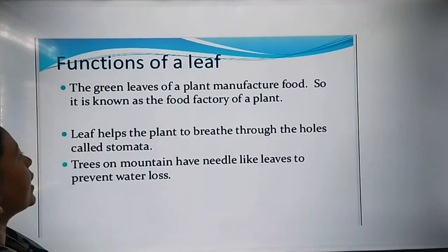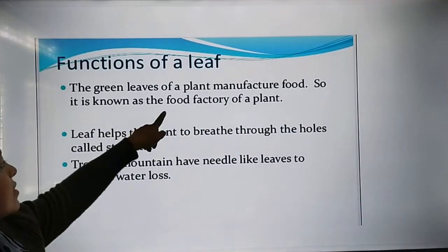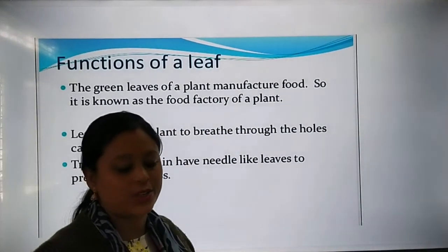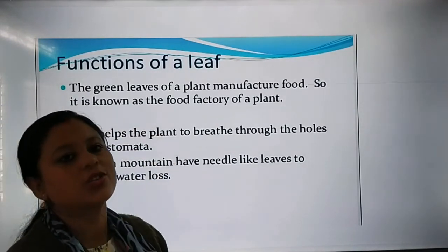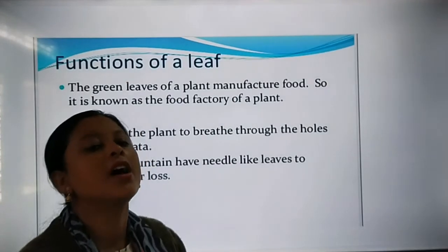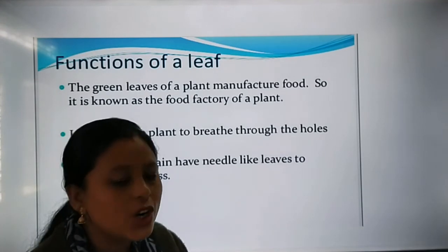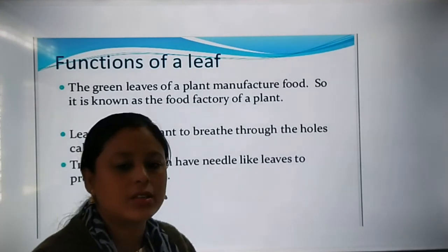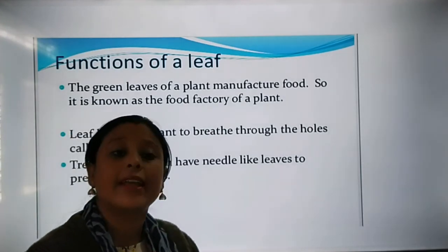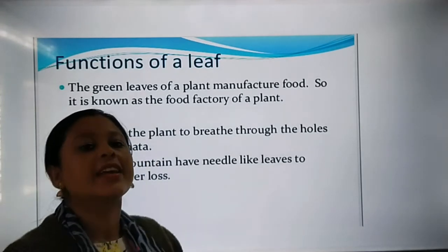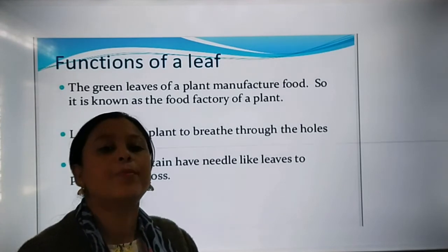Now, function of leaf. The green leaves of a plant manufacture food, so it is known as the food factory of plants. Green leaves of the plant make their food with the help of sunlight, water, carbon dioxide and chlorophyll, which is already present in the leaves. That is why leaves are called the food factory or kitchen of the plant.